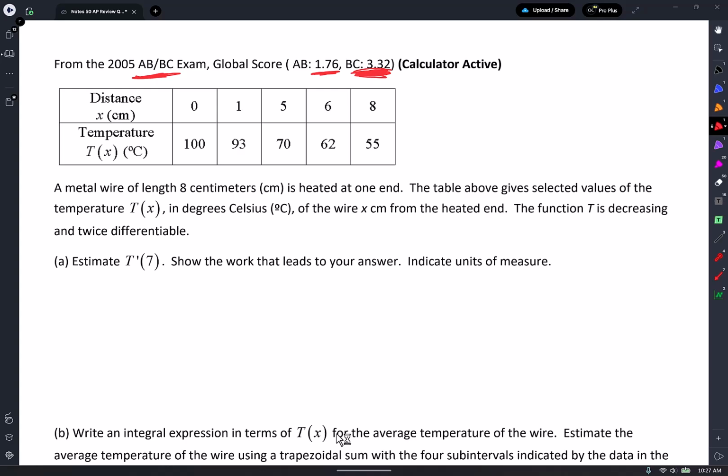All right, here we go. Let's see what this is. A metal wire of length 8 centimeters is heated at one end. Why would you want to heat a metal wire? In physics, they heat stuff all the time, right? The table above gives selected values of the temperature T(x) in degrees Celsius of the wire x centimeters from the heated end. Okay, so this one's going to be the hottest, and then as you move away, it's going to get cooler because it's not heated. The function T is decreasing and twice differentiable. Highlight or underline that because that might be pretty important.